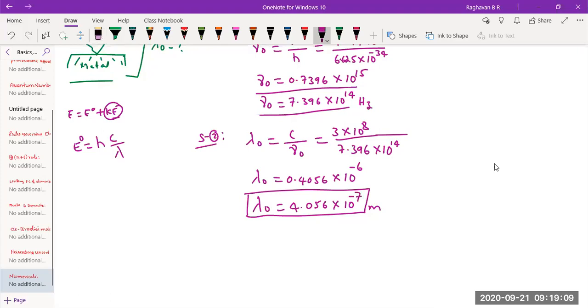Or you can even shift 2 more decimals. It becomes 405.6 into 10 to the power of minus 9. Minus 9 is nothing but nanometers. Like that you can also represent. Or lambda naught is equal to 405.6 nanometer. I'll write it directly.